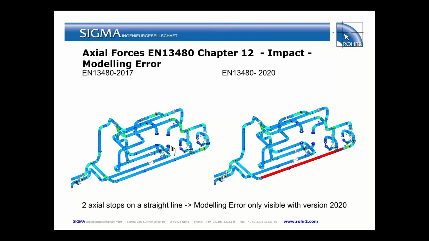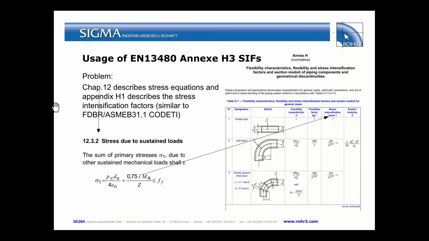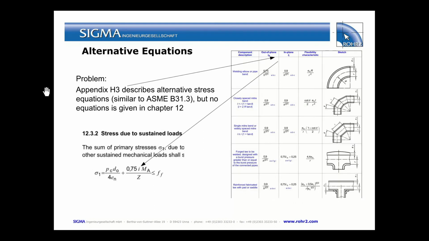Now in the stress equations you can find the reference to the stress indices Ei, and these are given in the table H, annex H, in the column stress intensification factor for the different components. But if you look at the table H3 in appendix H3 for the in-plane and out-of-plane stress intensification factors, you have no specification how to use the Ii and Io values in the stress equations. There is currently no alternative stress equations specified.